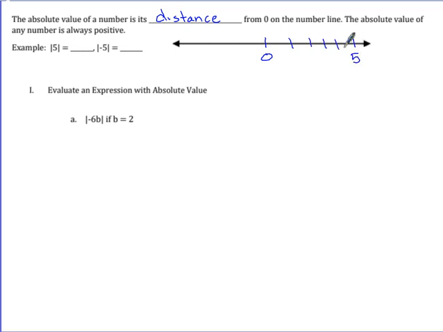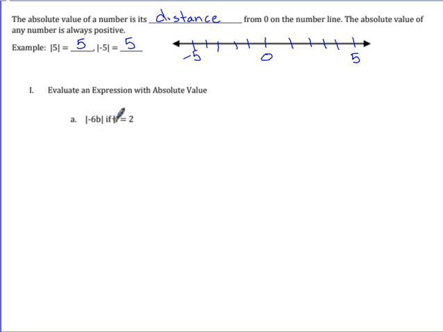Okay, so 5 is, of course, 5 places away from 0, so the absolute value is 5. But if I have negative 5, that's also 5 places away from 0, so the absolute value of negative 5 is also 5. Alright, first thing we're going to do here is evaluate an expression with absolute value.